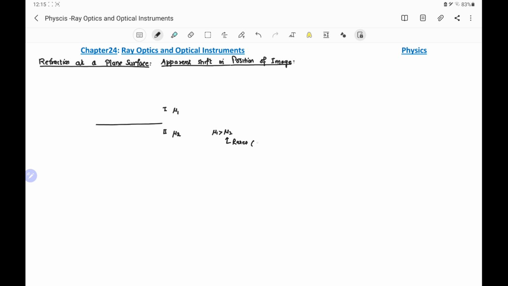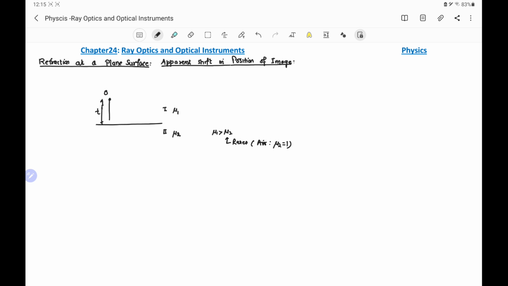And if it is considered air, then its refractive index mu2 will be 1. And there is an object O which is at a distance t from the boundary. From O, we take two rays for image formation.